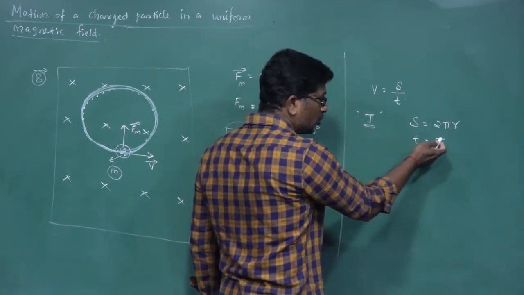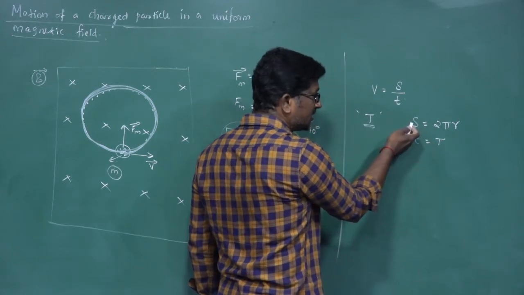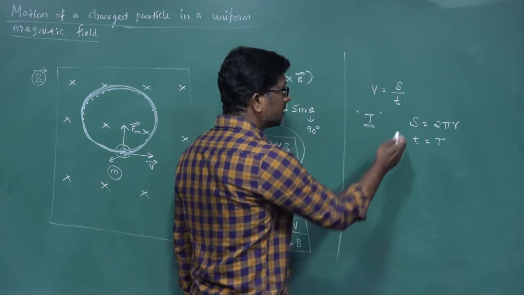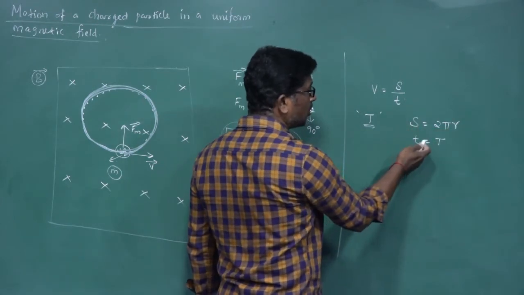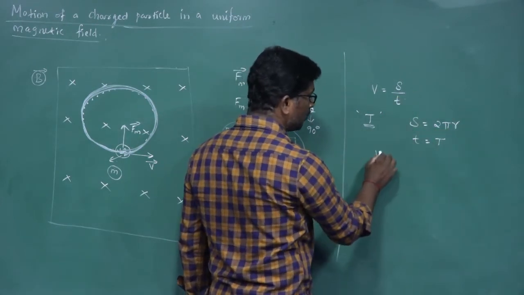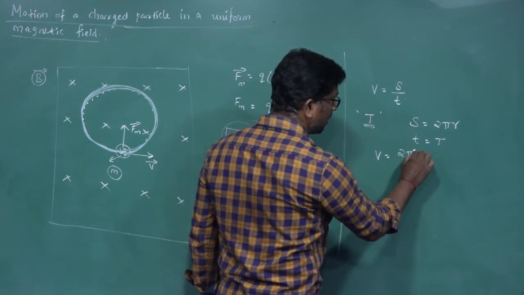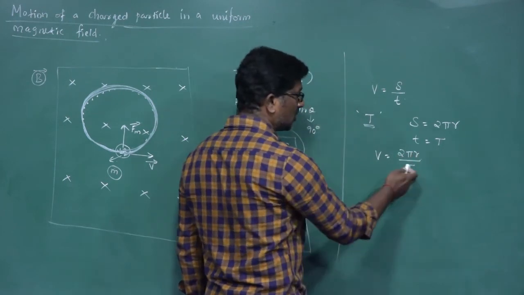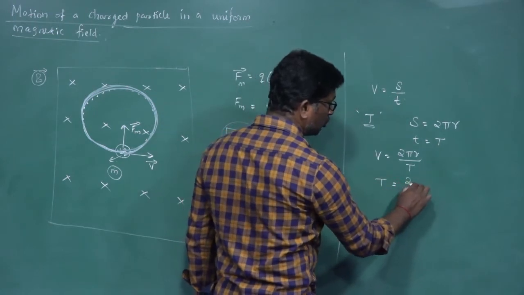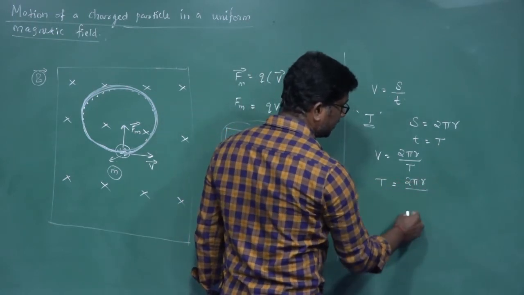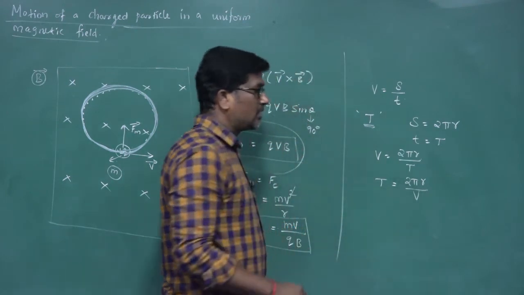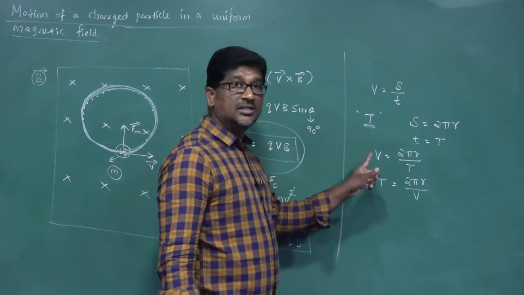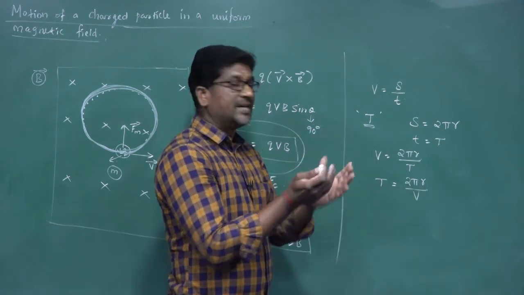If time t is equal to capital T, then the distance covered by the charged particle is equal to the circumference of the circle. Substitute S equal to 2 pi r and small t equal to capital T here, then V is equal to 2 pi r divided by capital T, or capital T is equal to 2 pi r divided by V. Right. So what is capital T? The time taken by the charged particle to describe one complete circle.